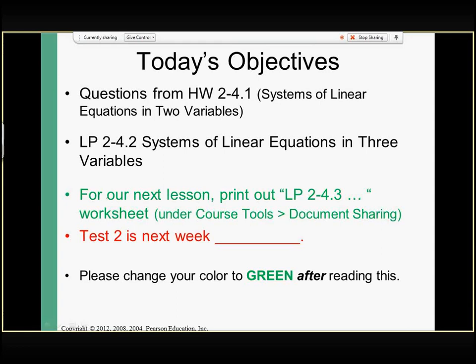Hello. We are going to cover section 4.2 today. 4.2, and we're going to solve systems of equations in 3 variables.